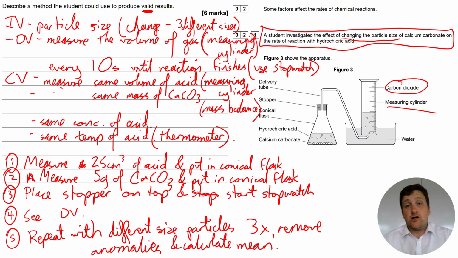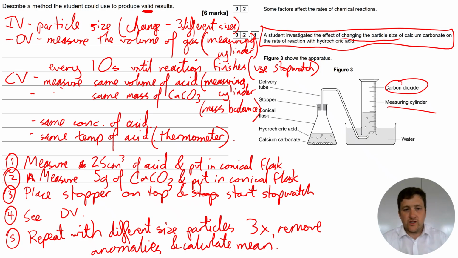Now, it is a lot. Okay, there's a lot we've got there. In reality, you can get rid of some of that. Some bits are absolutely essential. To get 6 marks, you have to have control variables. You have to. It has to be coherent, which means it has to be in the right order. If you're putting the stopper before you put the acid in, it's going to be wrong. So make sure you just think in the order, right? Put acid here, then I put the marble chips or calcium carbonate on, and then I put the stopper on and the stopwatch, and then measure the volume.